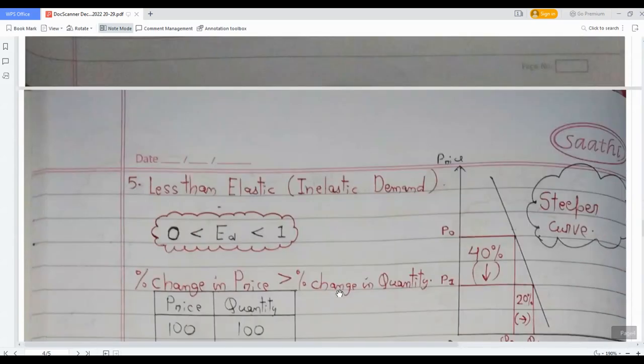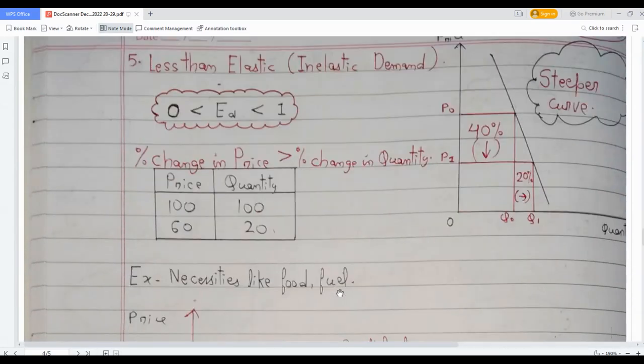Now we will move forward to the next, that is less than elastic or inelastic demand. Here the demand of a commodity increases only a bit in case of a decrease in the price. Whereas, the change in price is greater than the change in quantity demanded. The change in quantity demanded is very less, and the change in price is more.